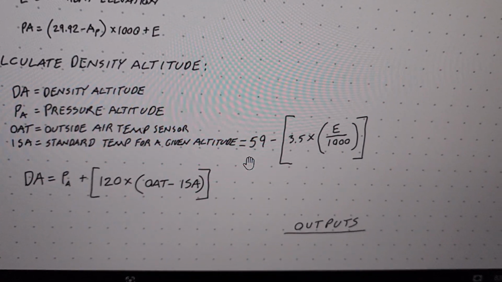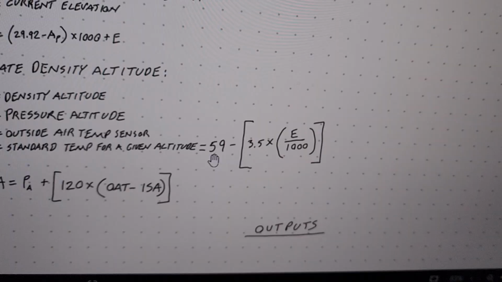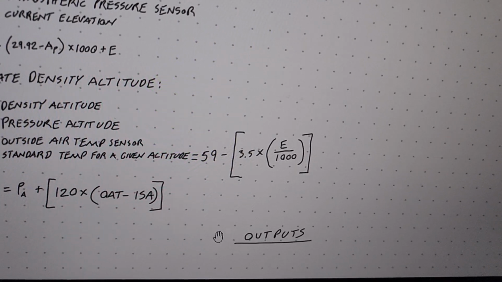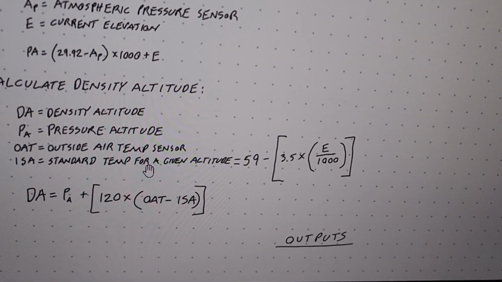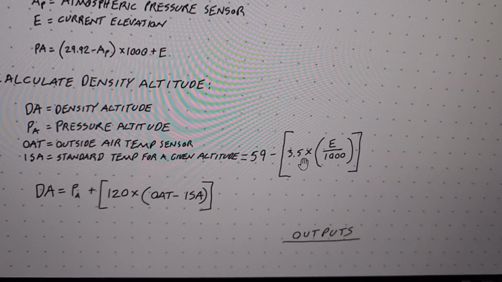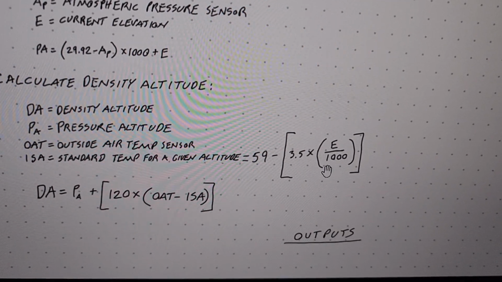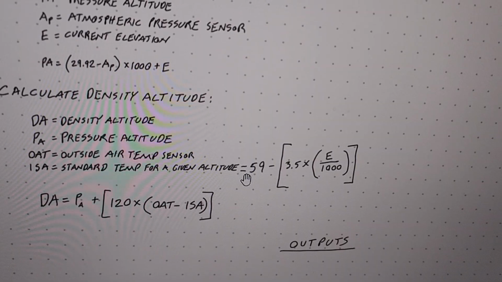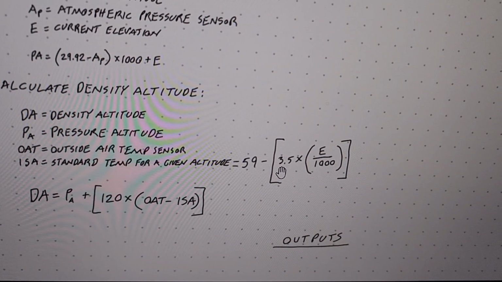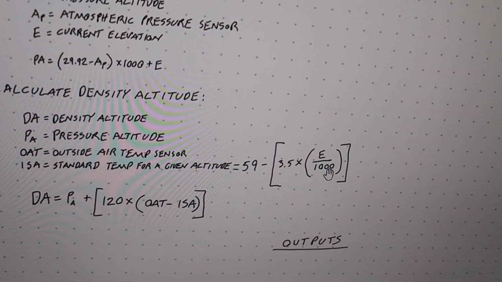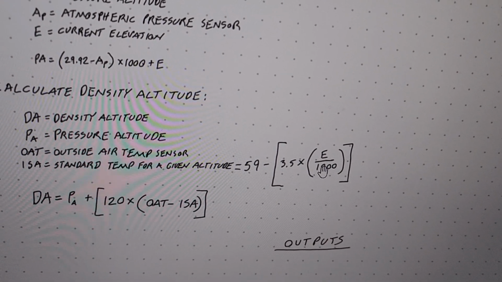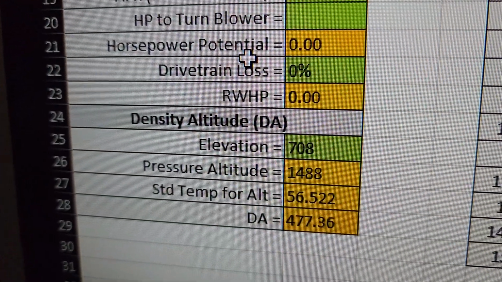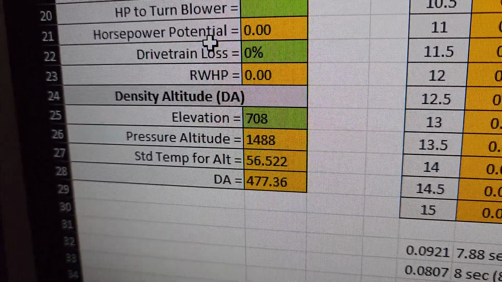The standard temperature for a given altitude is going to be 59 minus 3.5 times your current elevation divided by 1,000. This is correct. You can look it up, but basically you lose 3.5 degrees temperature per 1,000 foot of elevation. That's all it is. So this is your standard temperature for sea level, and then you're going to lose 3.5 degrees per 1,000 foot of elevation. Okay, so my current elevation for this run was 708. That's whenever I did my 7.8 second eighth.